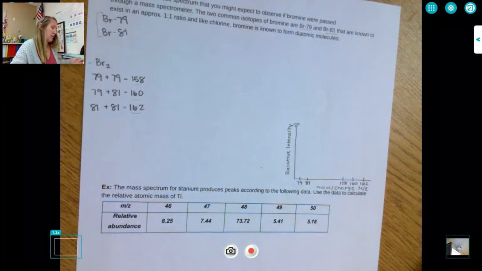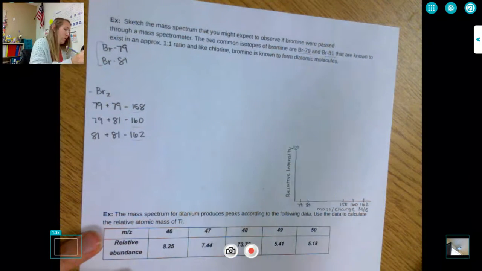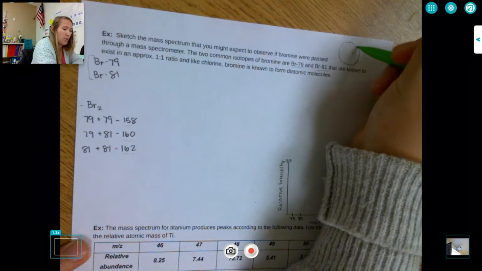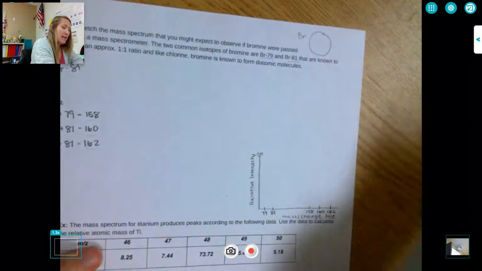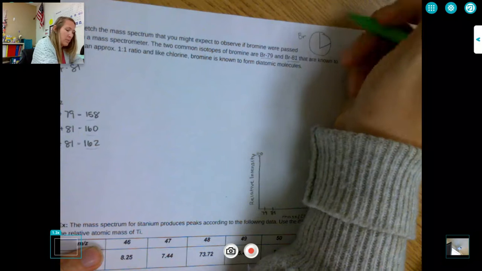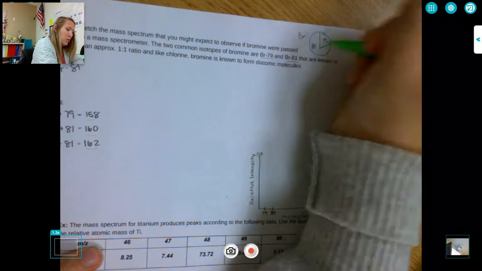Okay, and I need to figure out relative intensity. And that's where we're going to use our average atomic mass calculation here. But we don't know percents, but we do know algebra. So if I have a chunk of just atomic bromine, so just Br, okay, I know that some amount is bromine 79 and the other amount is bromine 81.